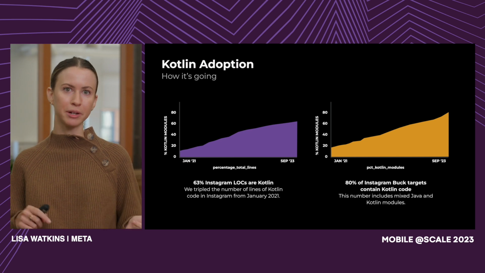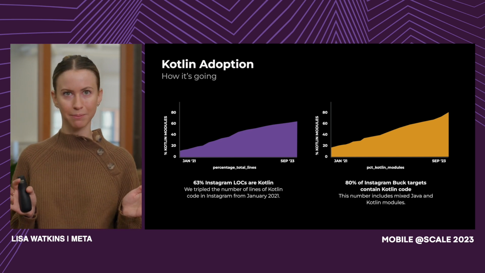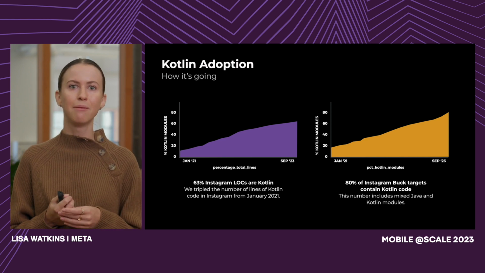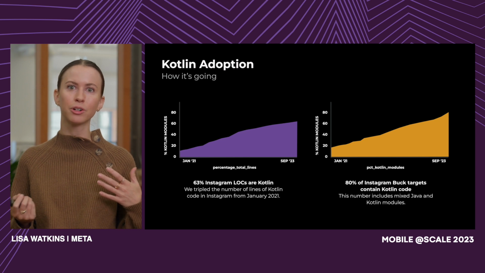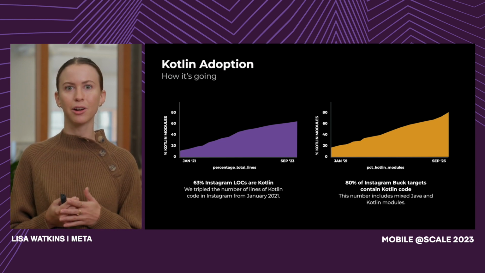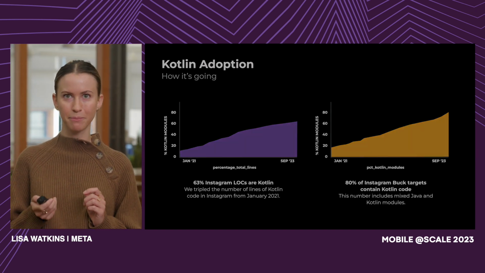Earlier in 2023, we surpassed the really exciting milestone of half the code base being written in Kotlin, so 50% lines of code, which was very exciting. Once we enabled Kotlin adoption, growth was pretty healthy and organic. Like I said, people love writing Kotlin code. This was not, however, without a pretty large speed bump.